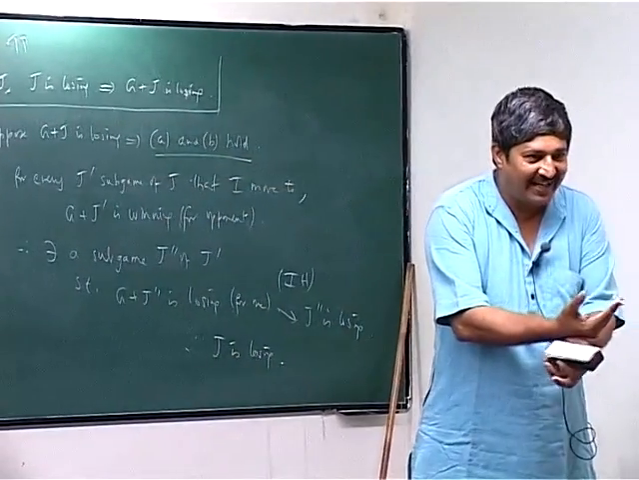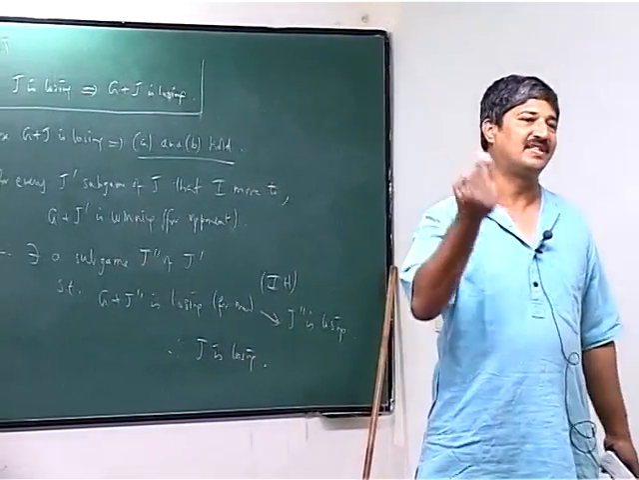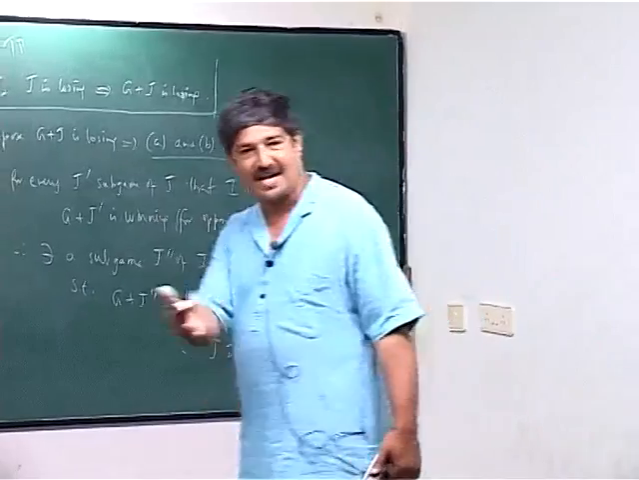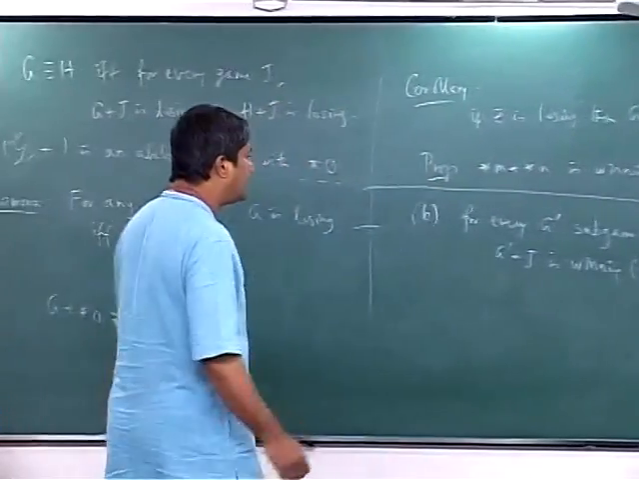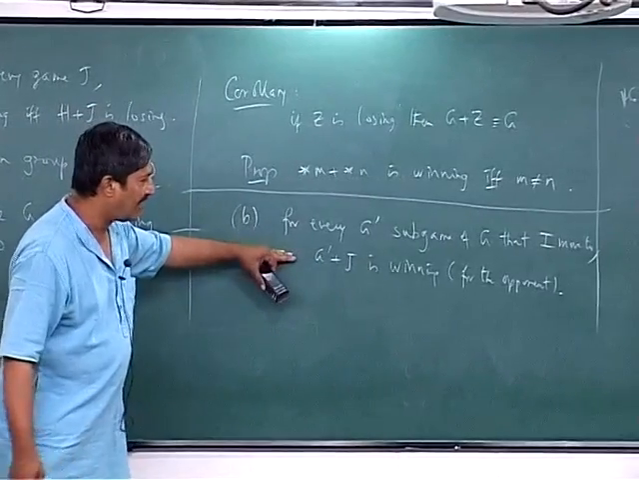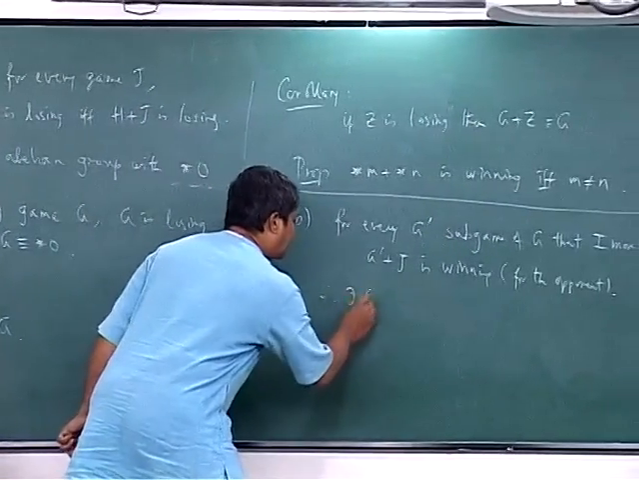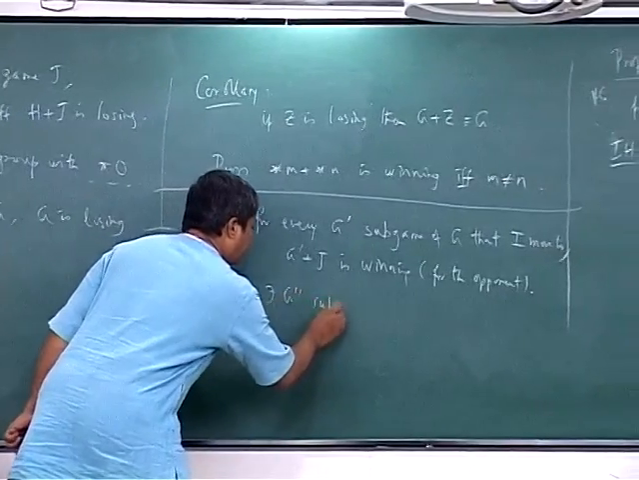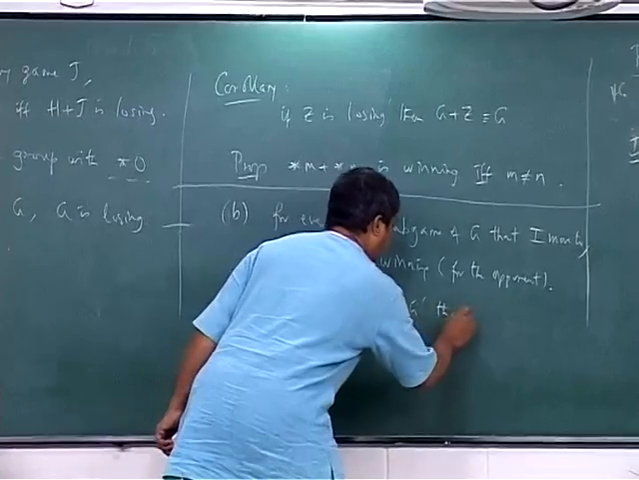Some game is losing if and only if all the options that I am considering are. Even if one option is winning, I am winning, right? Because I picked that. Not stupid, right? So for every G prime subgame of G that I move to, G prime plus J is winning for the opponent. Therefore, there exists G double prime subgame of G prime that's losing.